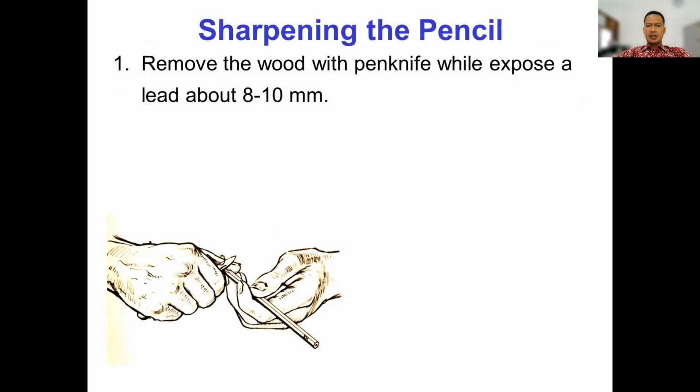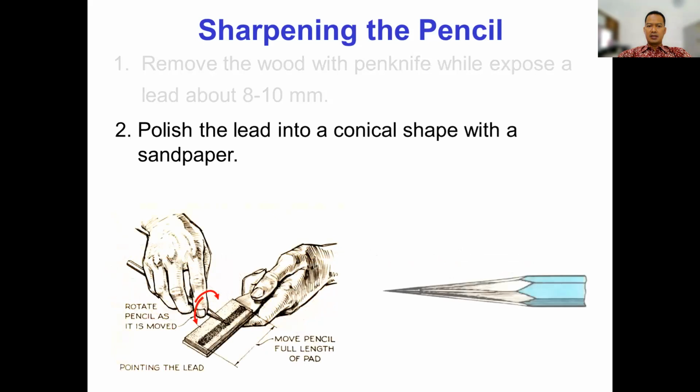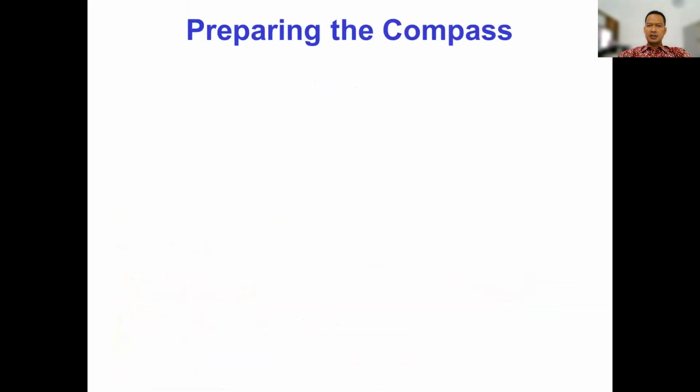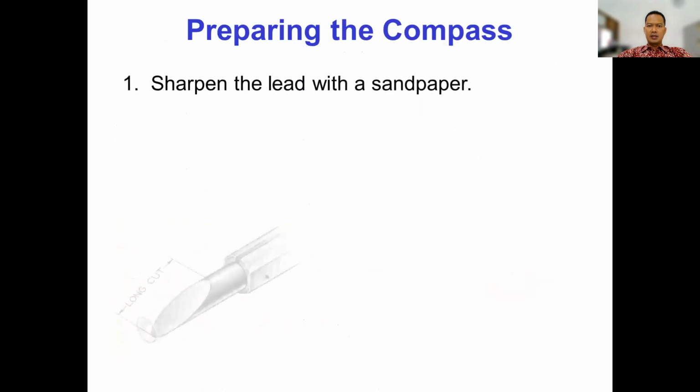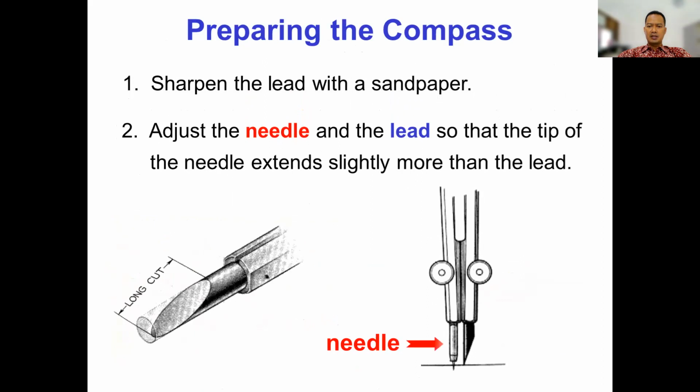And then about the pencil, you have to sharpen the pencil, remove the wood with a pen knife, with exposed lead about 8 to 10 millimeters. For example, like this, and then polish. Okay, we'll skip. And then preparing the compass. Sometimes you need a compass like this.